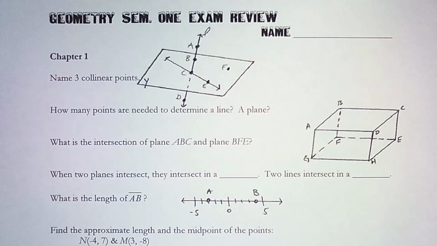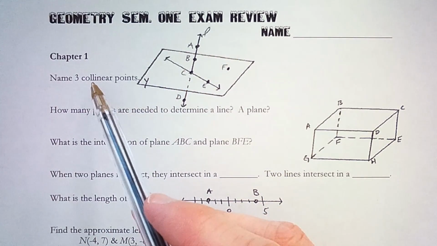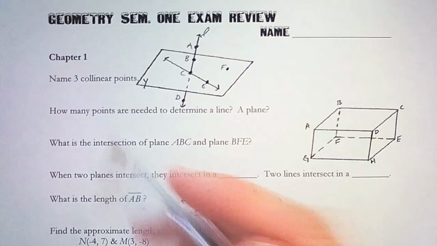Hey everybody, in this video we will begin a series reviewing our first semester of geometry. So first up we're going to talk about points, lines, and planes. In this image right here we are going to name three collinear points. Collinear means together on the same line.